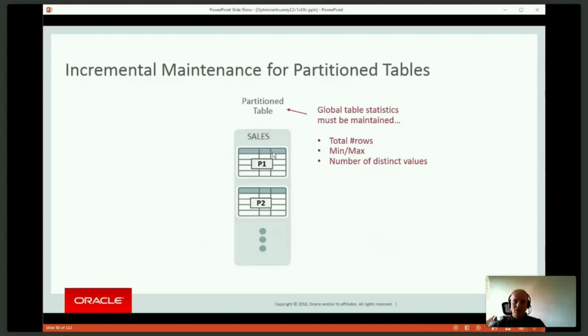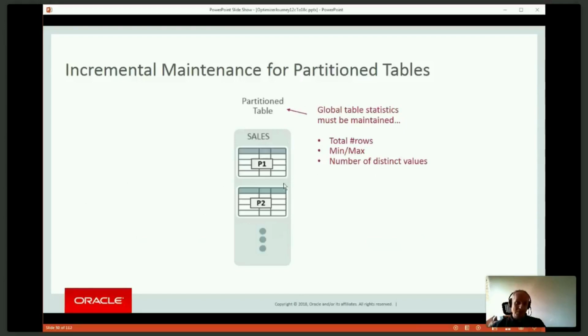So in other words, we need to know the total number of rows in the table, the min and max of all the rows in the table, the number of distinct values in the table. And in particular, the number of distinct values is a difficult figure to maintain. You can't just naively aggregate the number of distinct values from each individual partition. You need to have knowledge about the actual data to get accurate values for the number of distinct values of columns. So it's not an easy statistic to maintain at the global level of a table.